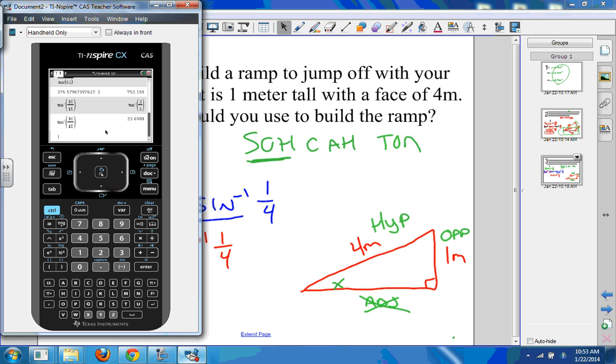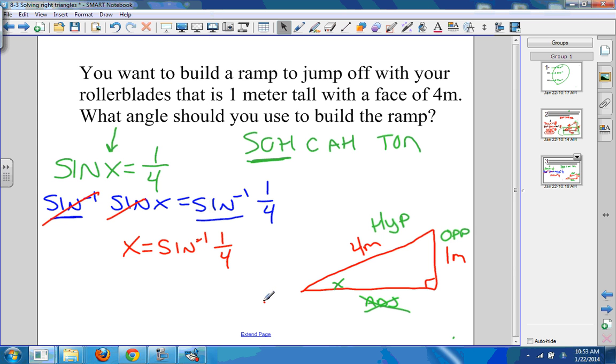We can put that into our calculators to figure out the exact answer. Arc sine of 1 divided by 4. And if we hit Control Enter, we get 14.5. So x is equal to 14.5 degrees. Our angle here we need to make to build our ramp is 14.5 degrees.